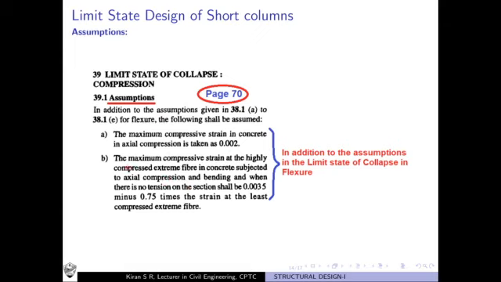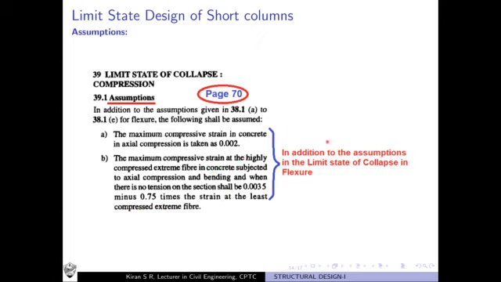And there is another assumption: the maximum compressive strain at a highly compressed extreme fiber in concrete subjected to axial compression and bending. Okay, so this involves axial compression and bending, which means that the load is an eccentric loading, and when there is no tension on the section, it shall be 0.0035 minus 0.75 times the strain at the least compressed extreme fiber. So suitable assumptions are being made for the design of column.